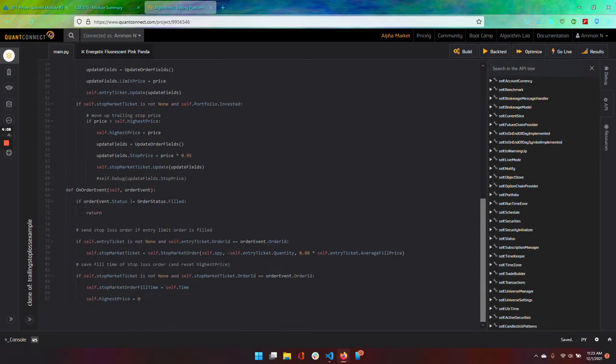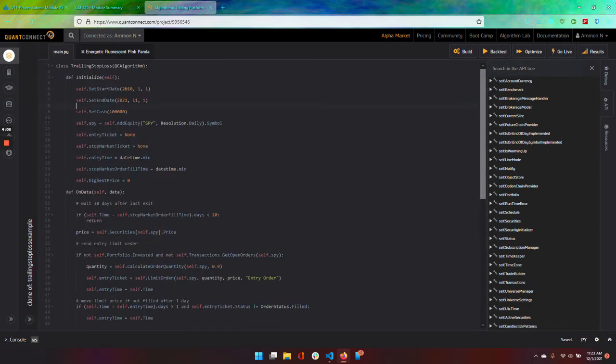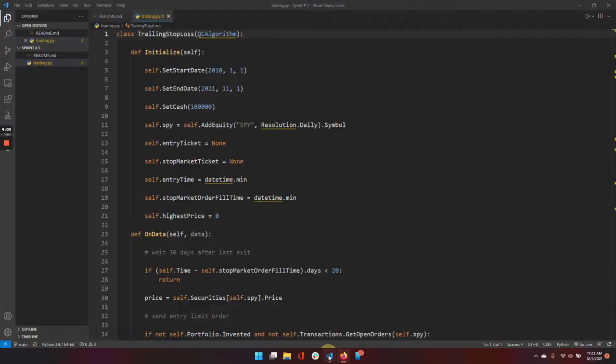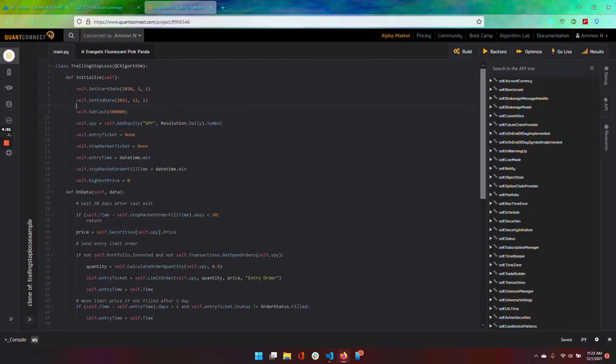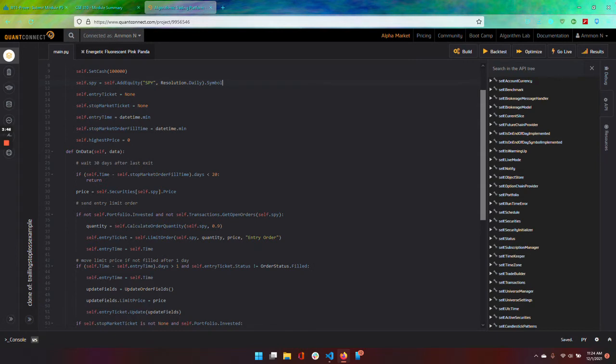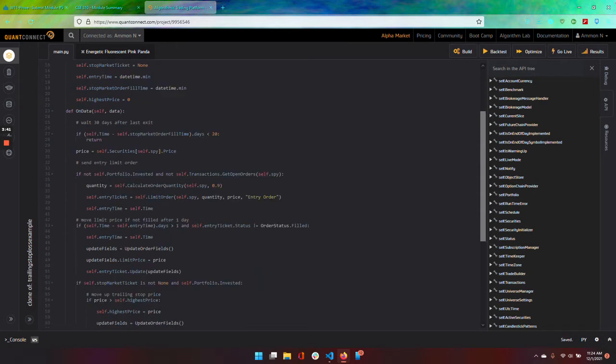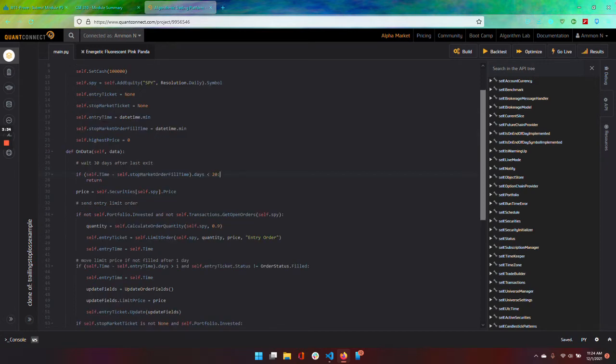So we have our little bot here, and the whole premise of this bot, I'll break it down here. So we have our start and end dates of the time frame we want to trade for backtesting, our starting cash, the asset that we're trading. So we're just trading the S&P 500. And this is just some data points for the actual bot. And so here we have the days that we want to wait after we exit the position.